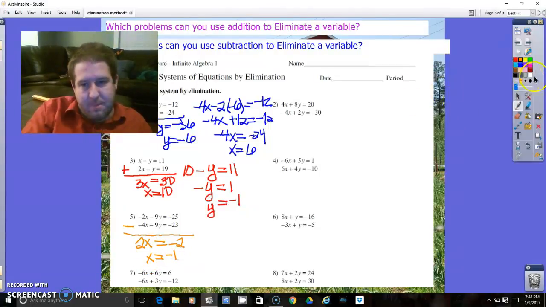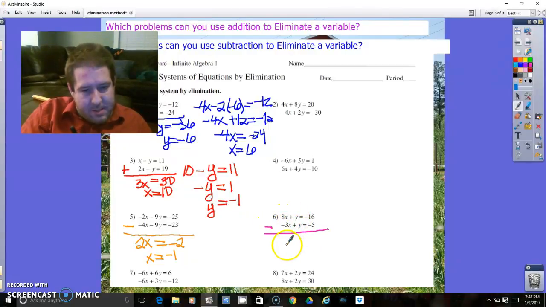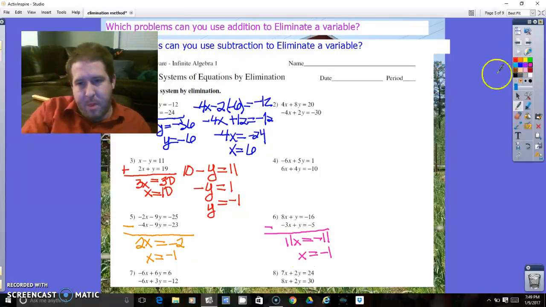All right, so I'm going to skip over here, and I'm going to notice that once again, we've got variables with the same coefficient. So I'll do the same thing, which is subtract. This minus this is 11x, and this minus this is negative 11. Divide both sides by 11 means once again you get negative 1.